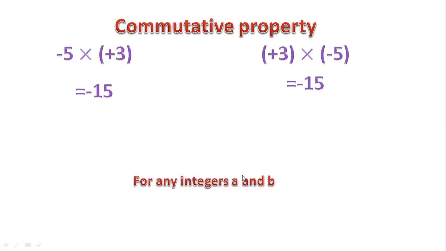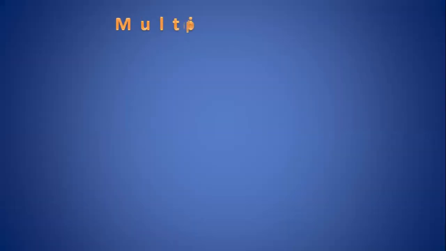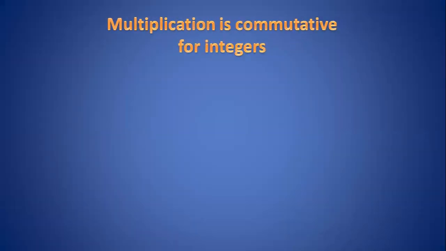So for any integers a and b, a into b is equal to b into a. If you change the order of numbers, it doesn't make any difference in the product. So we can change the order of numbers and then multiply. This is called commutative property for integers. So multiplication is commutative for integers.